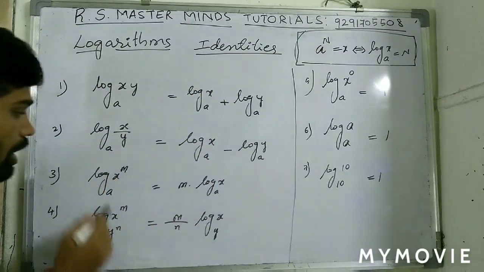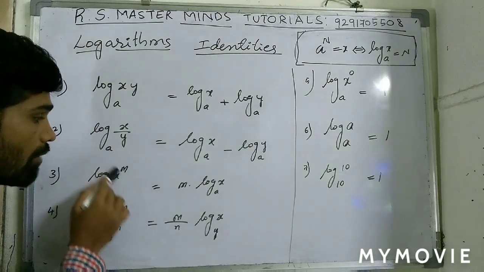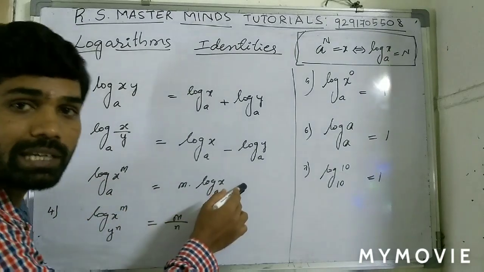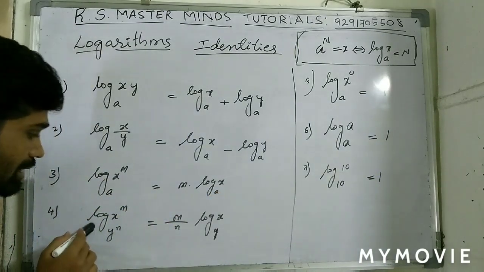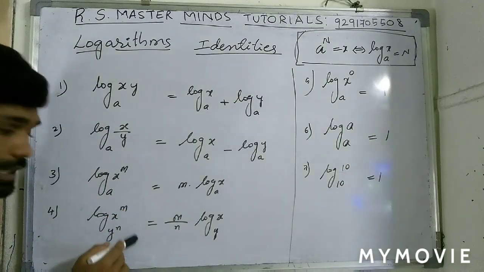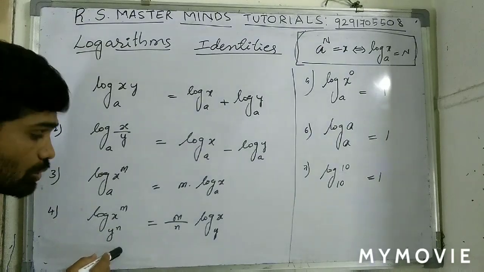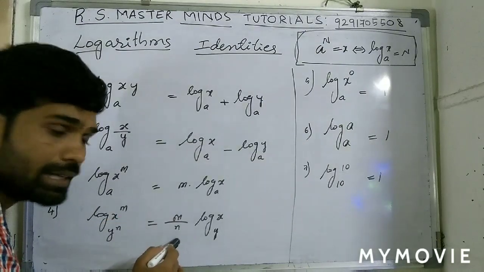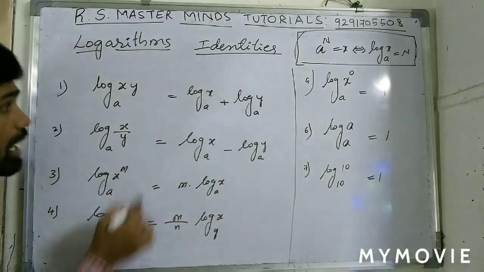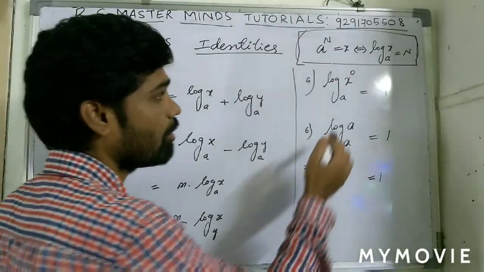Then next, coming to another two. Log x to the power m to the base a is equal to, the power can be written as a multiplicand, so m into log x to the base a. Then one more: log x power m to the base y power n. Here the log value and base value both have powers, so this can be written as m by n log x to the base y. Please observe the difference between these two, and just understand it, then we can easily solve the problem.